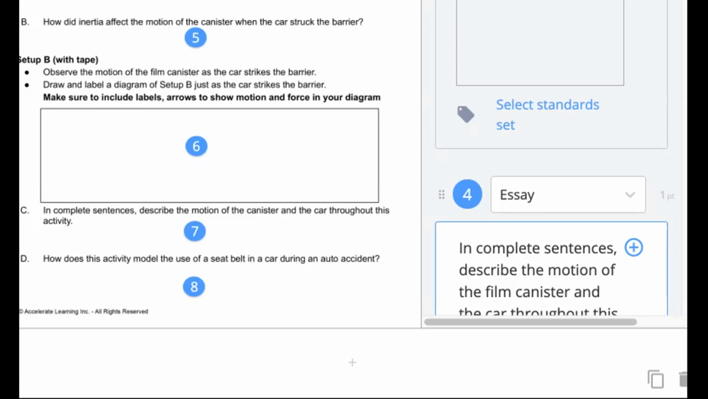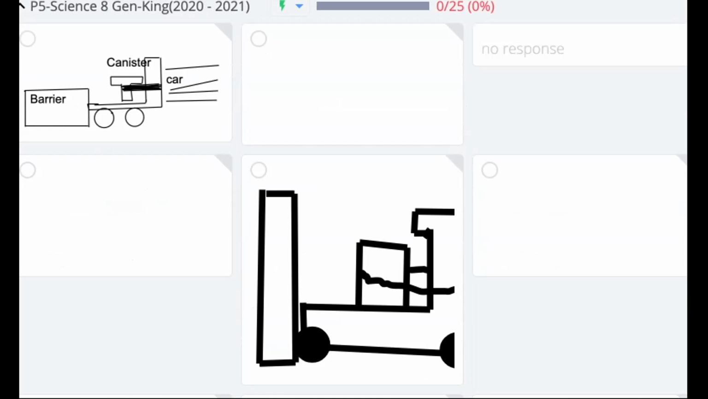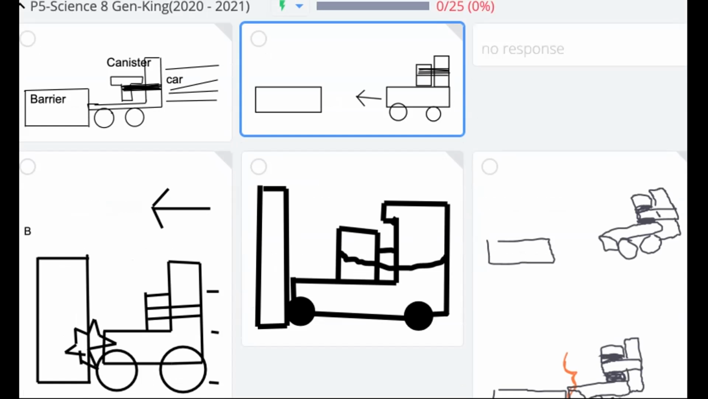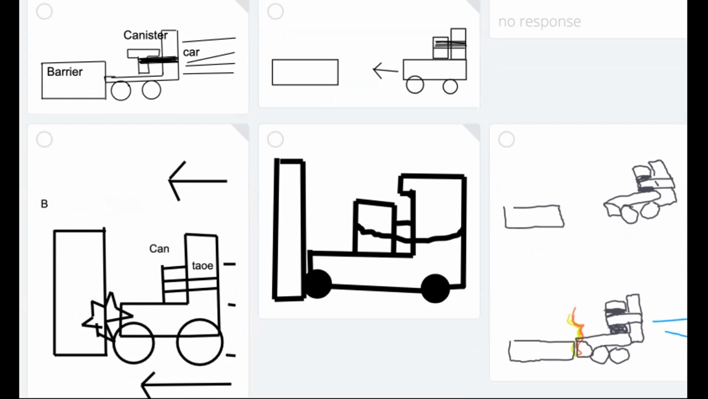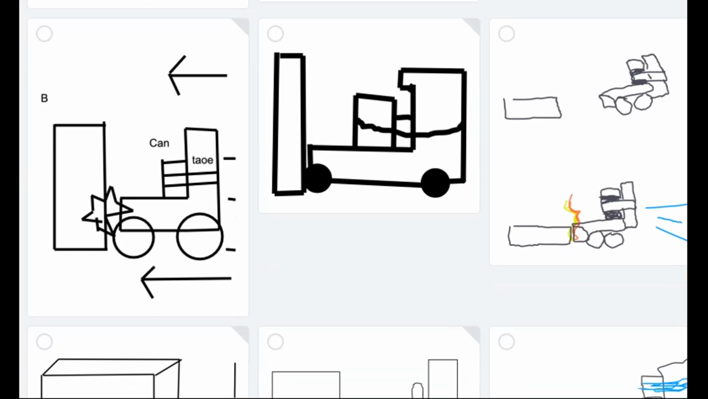Jocelyn, I left you a little message, little chat box. All right. So now you are drawing on number 6. Some of us need to catch up. Good. We're showing the canister. I like how people are showing the tape on the car. Good. And we still have the arrows. We're still showing motion. Good. Now we need to actually make sure you label all these pieces.